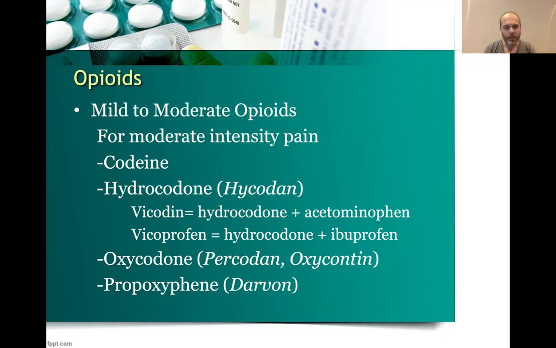They also include oxycodone as a mild to moderate opiate, but this slide is a couple years old. I would probably change this and put it into a strong opiate now, because it is very much one of the opiates that's plaguing our country right now in the opioid epidemic.